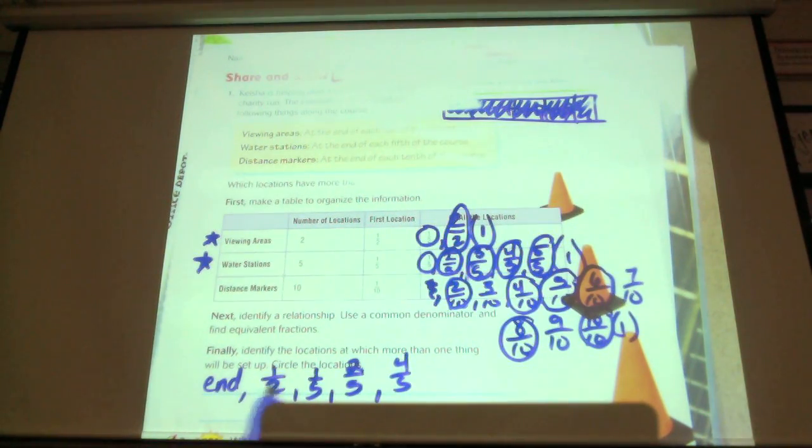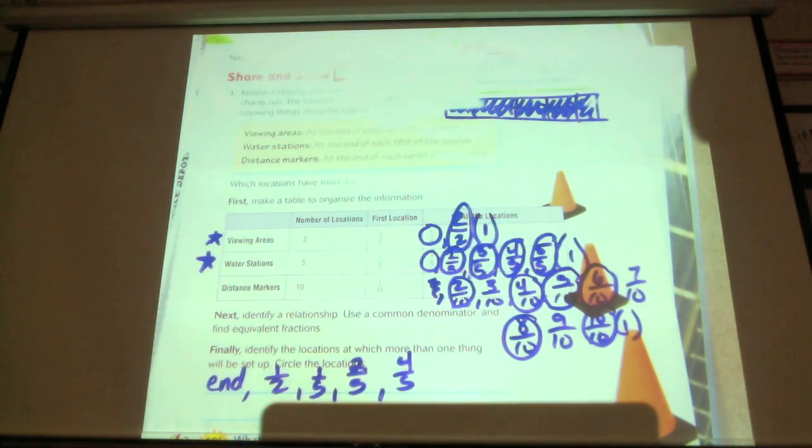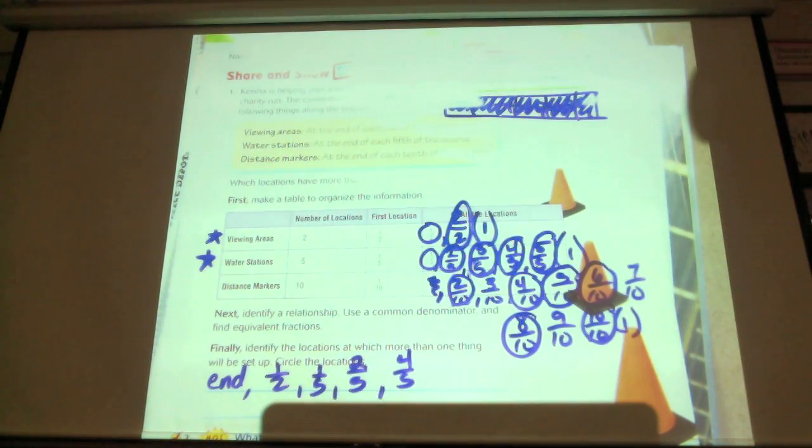So, identify the locations at which more than one thing will be set up. So they will be at the half, the 1/5, the 2/5, the 4/5, and the end. Let's make it real fun. Which one of those will come first? Think about it. Will the end, the half, the 1/5, the 2/5, or the 4/5 come first as you're running? This is tomorrow's lesson. But I just thought I would throw it out there for you.